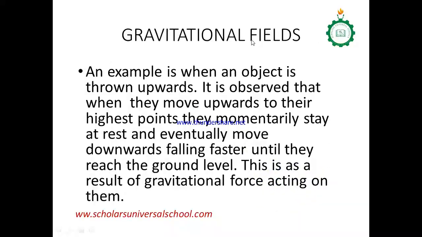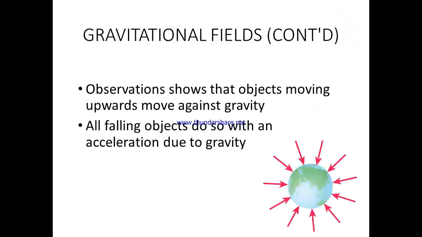An example of a gravitational field is when an object is thrown upwards. Just like in our normal real life example, it's observed that when they move upward, they stay momentarily at rest and eventually move downwards. Like if we throw a stone now, we also observe that it goes up and seems as if it stays up for a little while, then comes down. These are the influence of gravitational force acting on them.